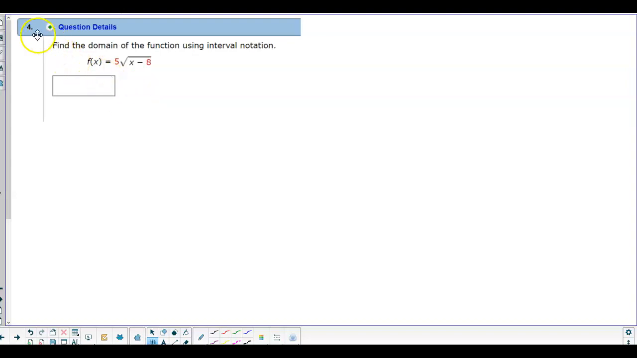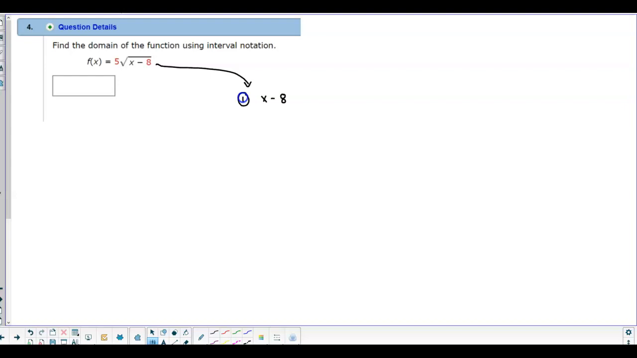Okay, in this question number 4, we want to find the domain of the function using interval notation. Since this has a radical, the thing about the radical is whatever is underneath the radical can be equal to 0 because you can take the square root of 0. But you cannot take the square root of a negative number. So we need to look at what's underneath the radical, which is the expression x minus 8.